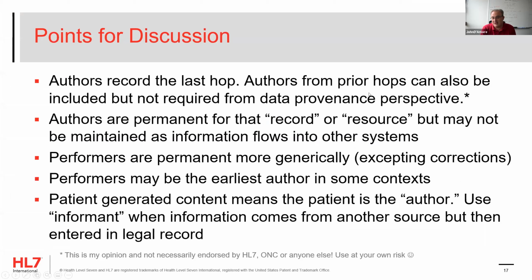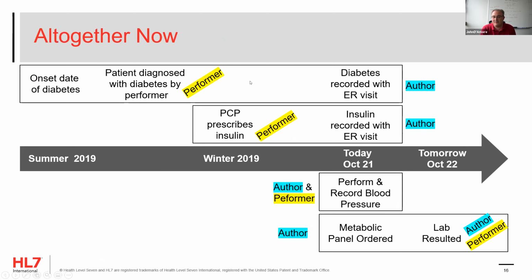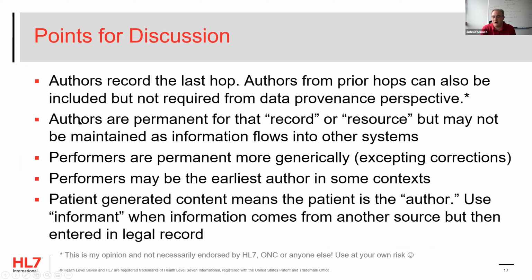Authors record the last hop. Authors from prior hops can also be included, but they're not required from a data provenance perspective, which means you don't necessarily need to know all the hops of the data to conform to data provenance. As I understand it, and this is my opinion, not ONC's or HL7's, this ties to the idea that authors could be in a lot of different places and be different things. Performers end up being a little bit more static. Authors are permanent for a record or a resource, but they may not always be maintained as information flows into other systems. Performers are more permanent, more generically. Performers may be the earliest author in some contexts.